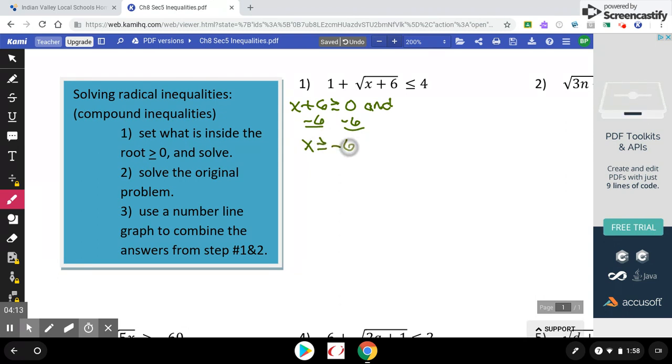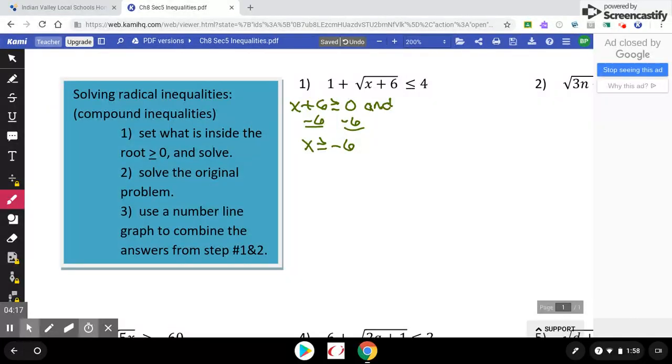I got x is greater than or equal to negative 6. Now here's why. What if you use a number that's not bigger than negative 6? Negative 7, for instance. If you were to plug a negative 7 into that problem, it would say negative 7 plus 6, which is negative 1.